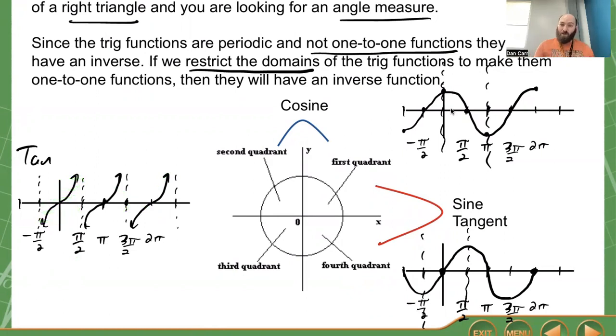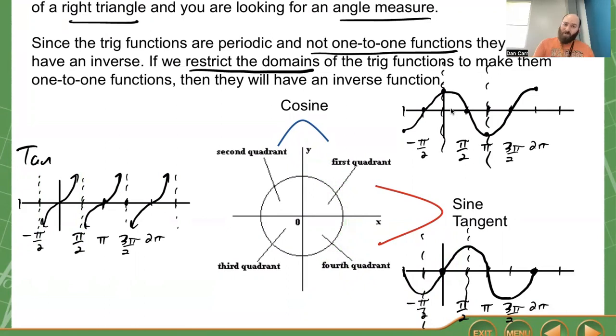So the idea is this: if we restrict the domain, in this case going from 0 to pi for cosine, that means we're looking at only the first two quadrants. For sine, we're looking from negative pi over 2 to pi over 2. That creates our complete curve. That is the first and fourth quadrants, so negative pi over 2 to positive pi over 2. Same thing happens with tangent. Negative pi over 2 to pi over 2 creates one complete cycle, and it passes the one-to-one test. Tangent, even though it's not on here, is also going to be there. Sine and tangent are both going to be in the first and fourth quadrants.